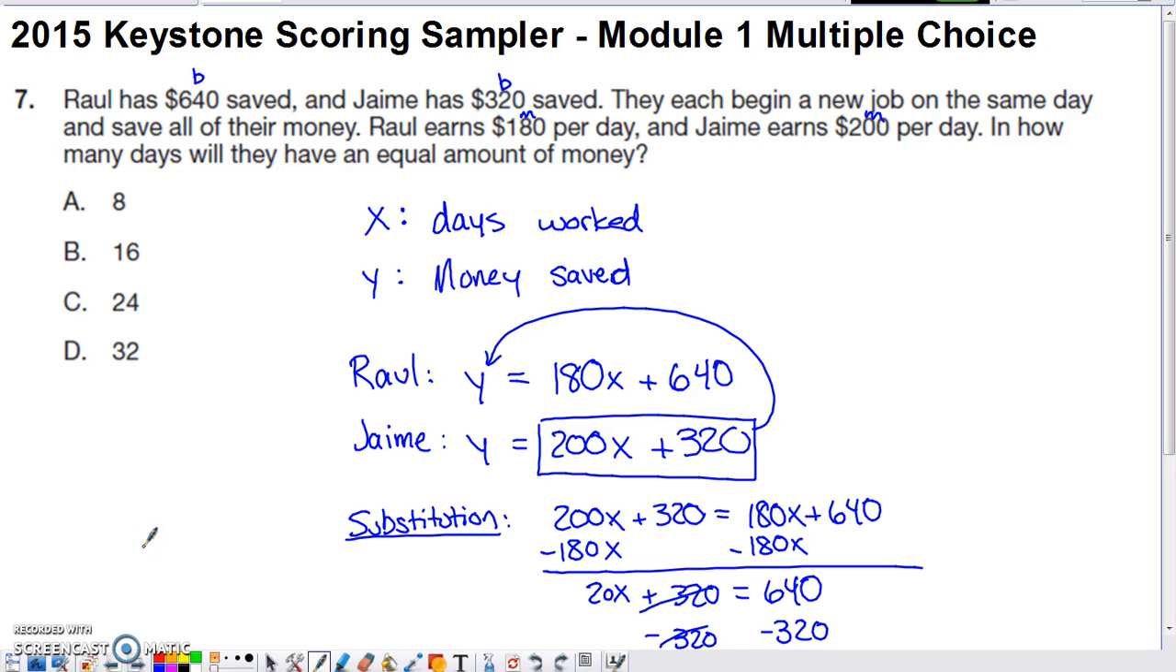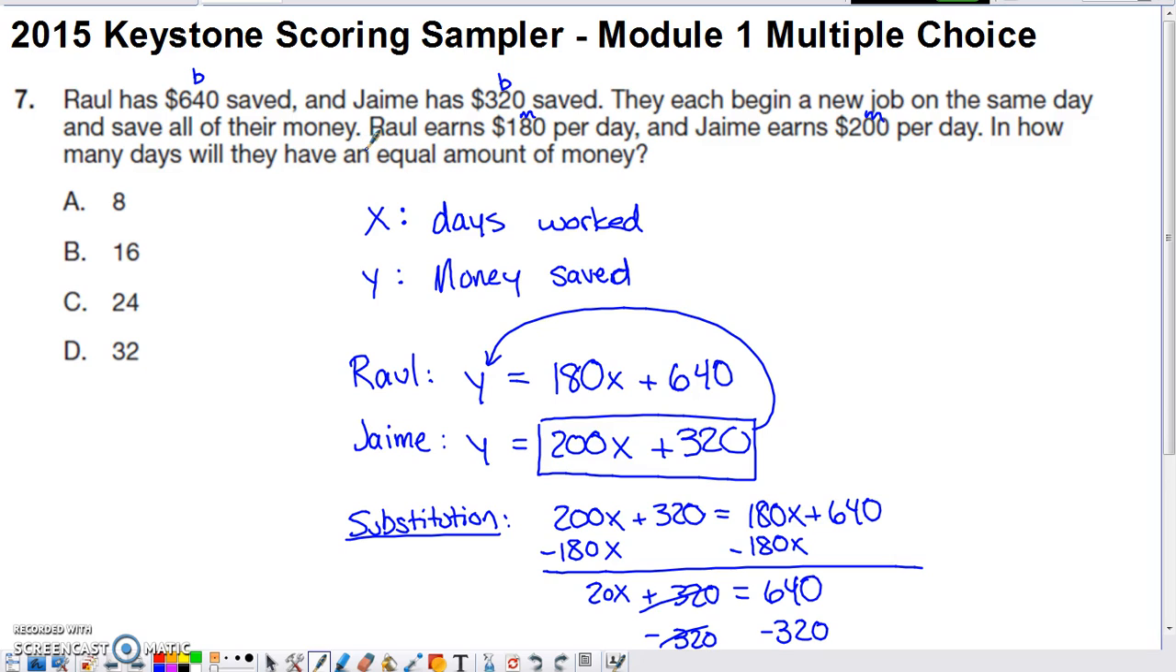Now if you check out number 7, 7 is a lot tougher than the one that we just talked about. So it talks about Raul having saved $640, Jamie has $320 saved. They each begin a new job on the same day and they save all of their money. Tells us how much Raul earns each day, $180 per day, and then Jamie earns $200 per day. And how many days will they have an equal amount of money?